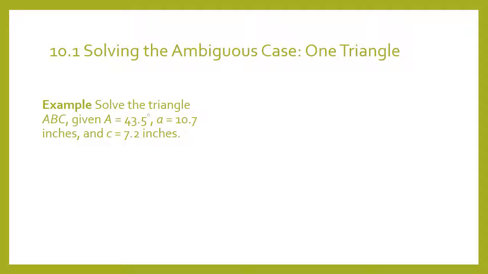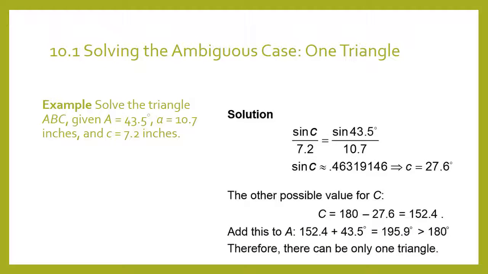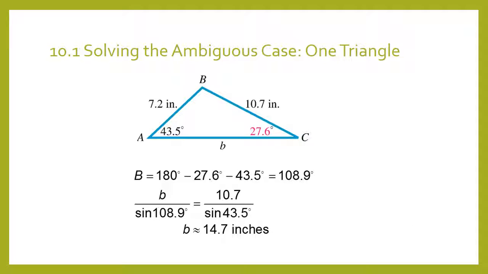And now let's try one more problem. Pause the recording, give it a try, and resume to check your answer. Okay, so we get 27.6 degrees for C. 180 minus 27.6 is 152.4. Well, if we add that to angle A, we get 195. So it's greater than 180. That means there's only one triangle. And then you solve for the rest of the missing measurements on that triangle.